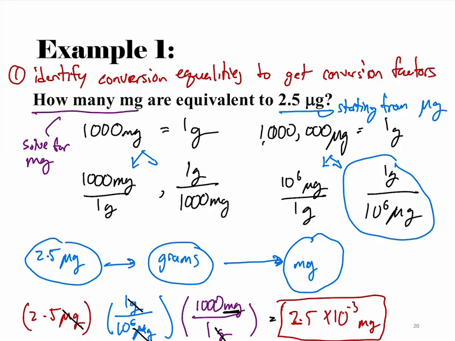In general, for conversions between standard units like this, you don't consider the significant figures in each of these. So we start with 2 sig figs and we end with 2 sig figs.